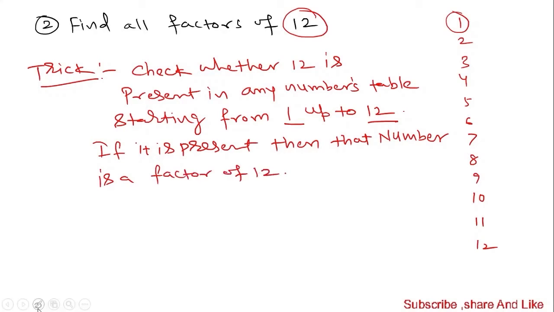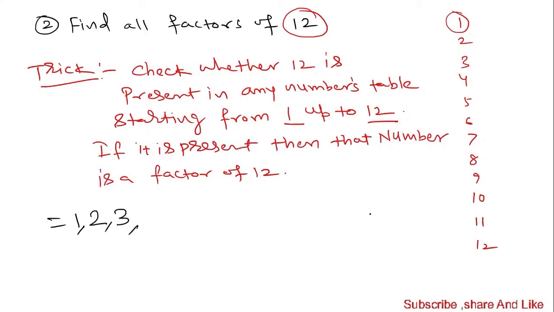So what do we get here? Look here. We got 1. 1 12 is 12. Again I read the table of 2. 2 1 is 2. 2 2 is 4. 2 3 is 6. 2 4 is 8. 2 5 is 10. And 2 6 is 12. So 12 is also present in the table of 2. So I write here 2. 2 is again a factor of 12. Then I read the table of 3. 3 1 is 3. 3 2 is 6. 3 3 is 9. 3 4 is 12. So 12 is present in the table of 3. So I write here 3.